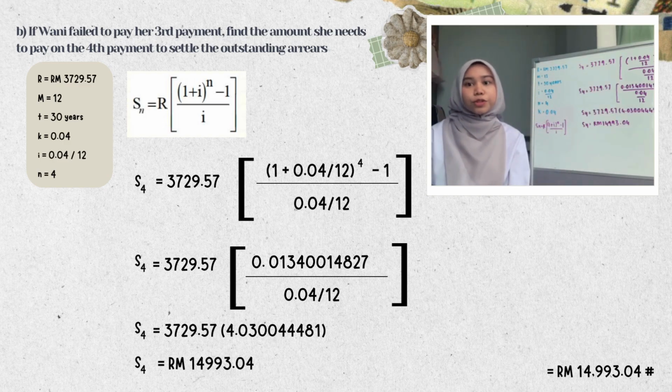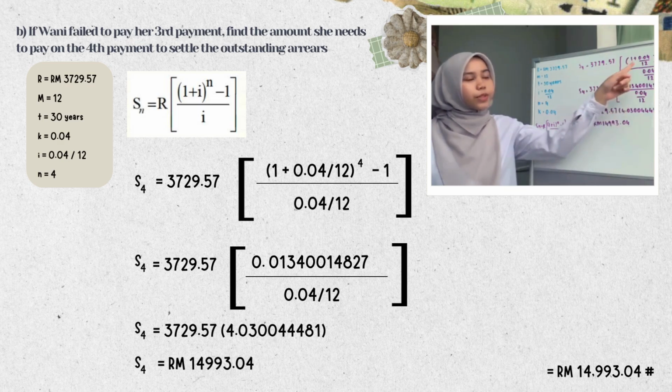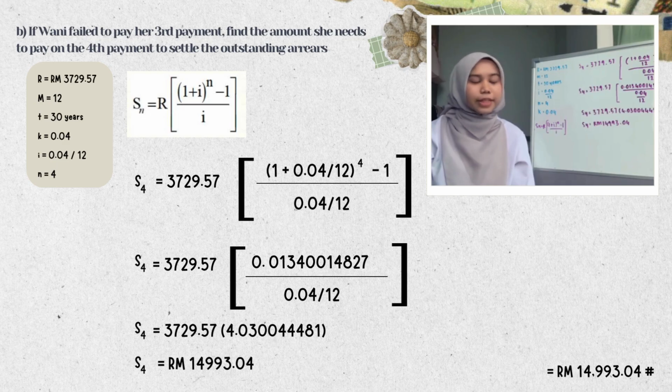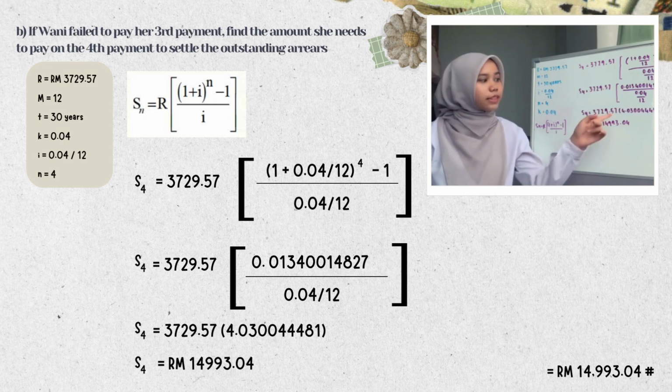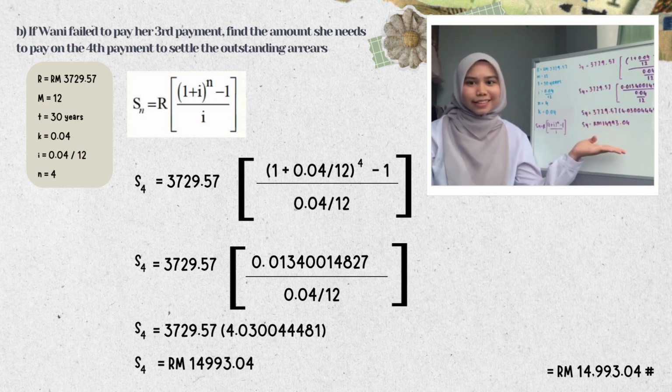I recommend you solve it one by one to make it easier. First, we can solve the one over here. And after that, we can just divide it using our calculators. And for the final step, just multiply these two and now you have the answer.